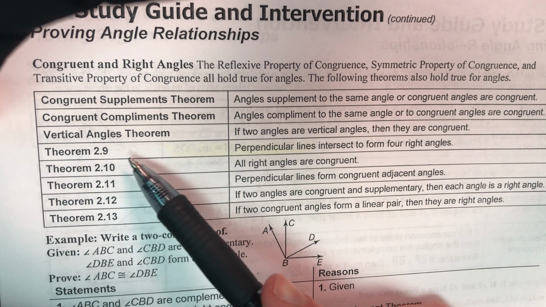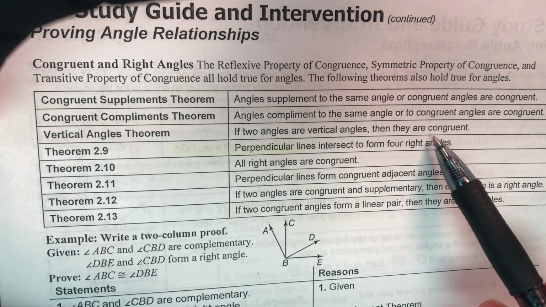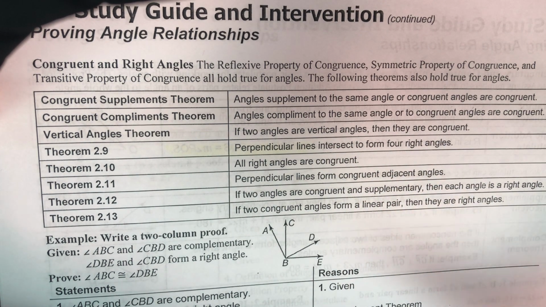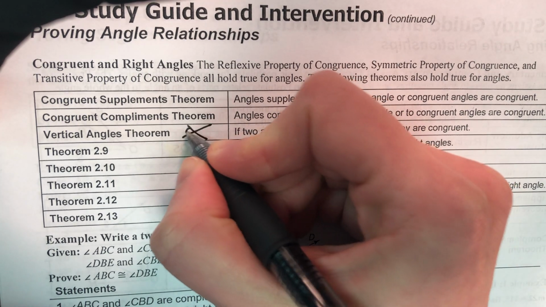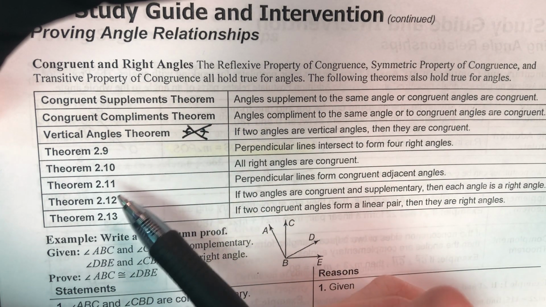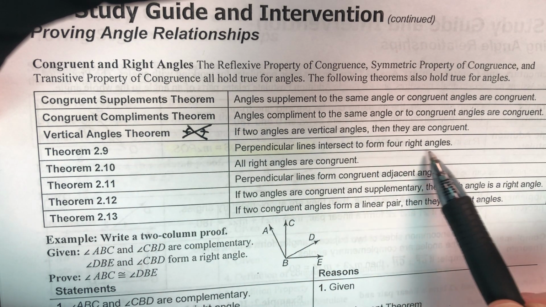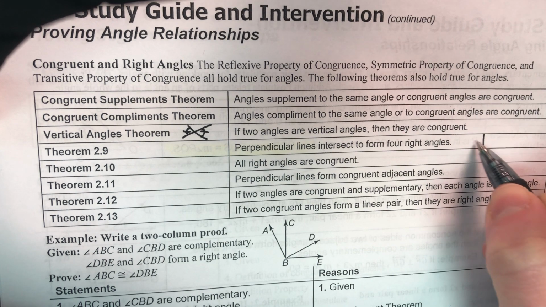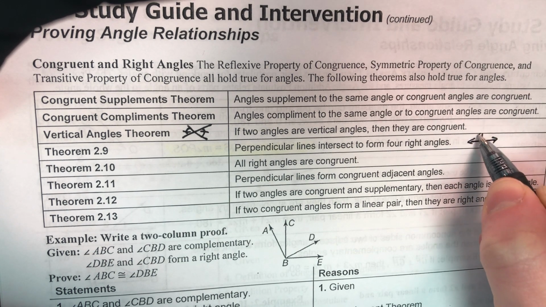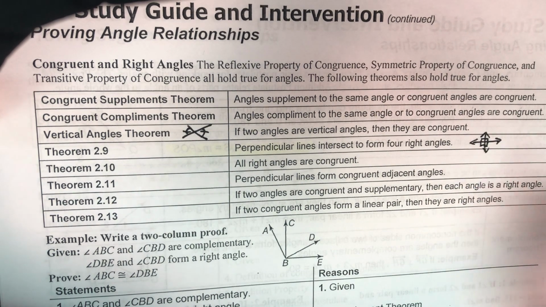Vertical angles theorem. If two angles are vertical angles, then they are congruent. That's where you have the x. Congruent angles opposite from each other. Theorem 2.9. Perpendicular lines intersect to form 4 right angles. If you have two lines that intersect perpendicularly, then all 4 angles formed are 90s.